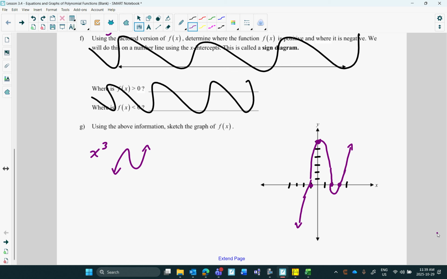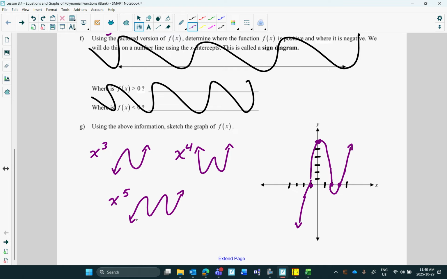I find that's a little easier than the sign diagram, as long as you remember what an x cubed looks like, what an x to the 4th looks like, and what an x to the 5th looks like. An x to the 4th looks like that. An x to the 5th is like a double x cubed almost. And then if they're all negative, you have to flip all those upside down. So that's how you graph.